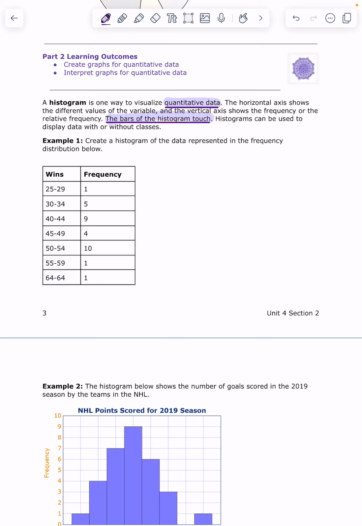So we're going to make a histogram for the frequency table on wins. I don't know what the wins are for, but that's okay. I can still make the table. Okay, so again, we need a vertical axis, so it's going up and down, and then a horizontal.